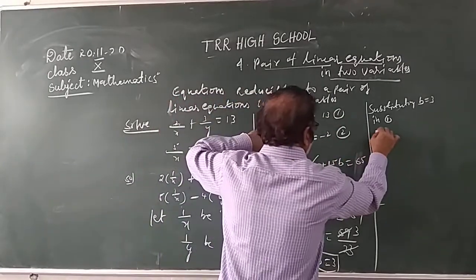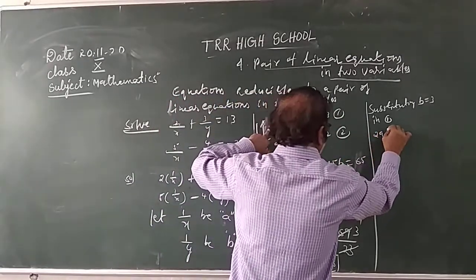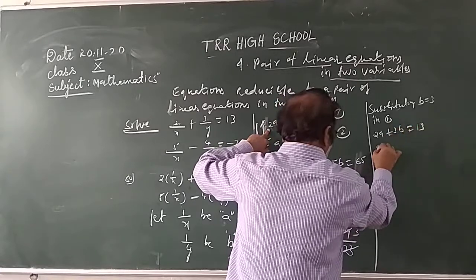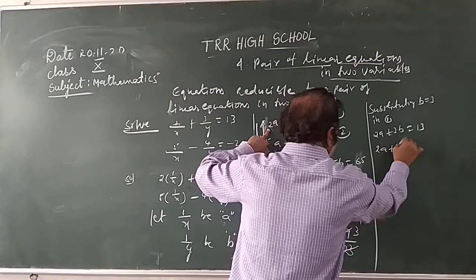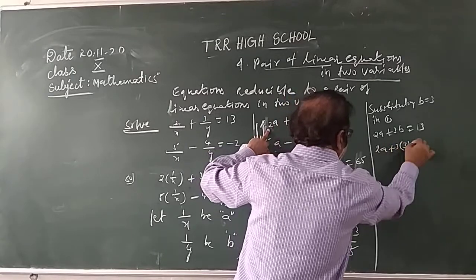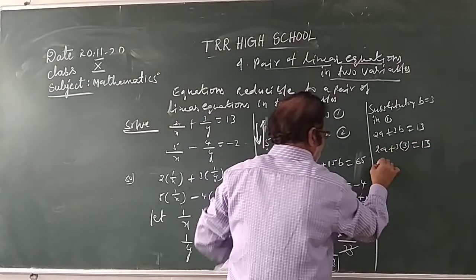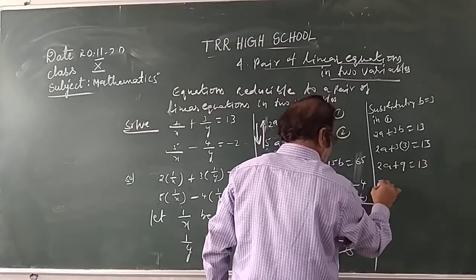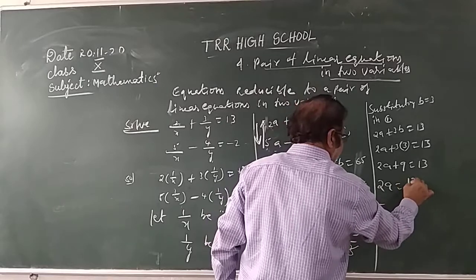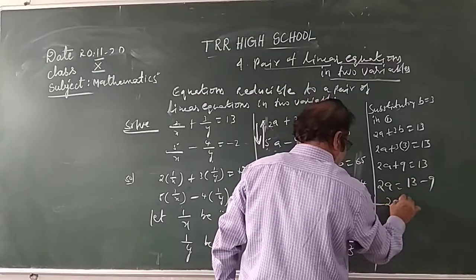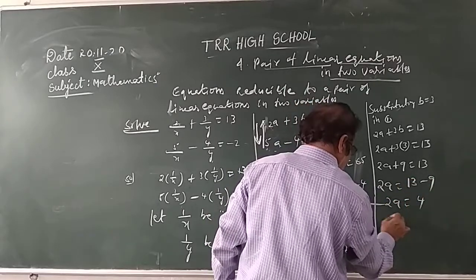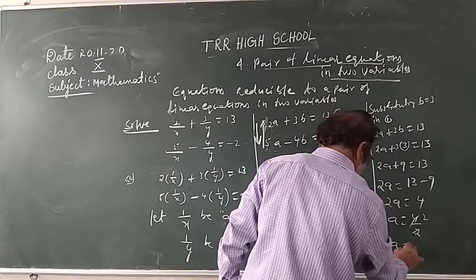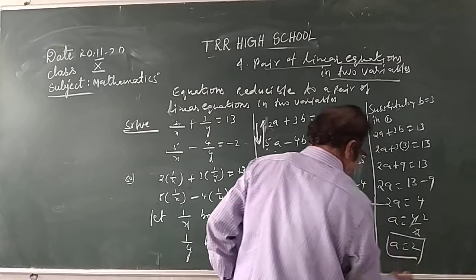First equation is what? 2a plus 3b is equal to 13. 2a plus 3 into the b value, 3, is equal to 13. 2a plus 9 is equal to 13. 2a is equal to 13 minus 9, shifting to the right side. 2a is equal to 4. a is equal to 4 by 2. a is equal to 2.